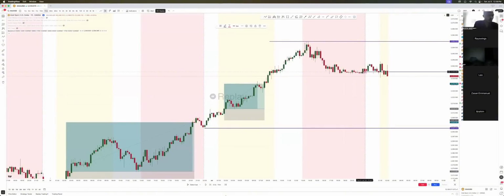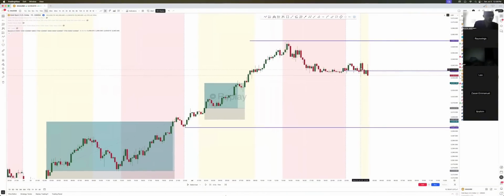This is the lowest point price got to. Now, at the break of the Tokyo section, my entry will be here. This is the candlestick that broke out. My entry will be here.